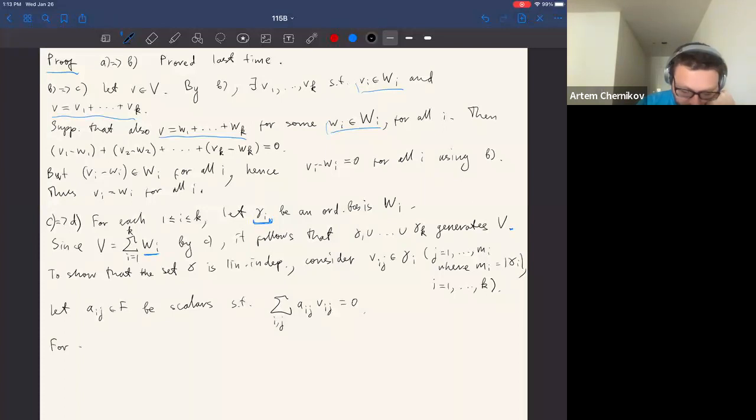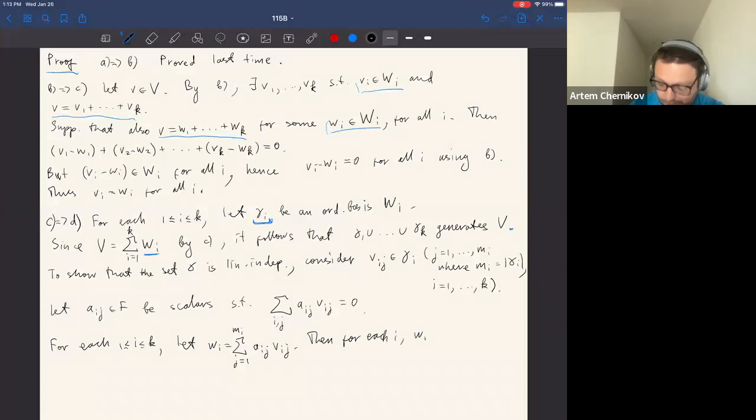But then for each i between 1 and k, we can collect, we can look at the part of the sum corresponding to the vectors in this subspace, okay? So we let wi be the sum, and now only over j from 1 to mi, of aij vij, okay? So this is wi. So note that then for each i, we have that wi belongs to the span of gamma i, right? Just because all the vectors here are from gamma i. So their linear combination belongs to the span. And remember that the span is exactly Wi, right? Because gamma i is a basis for Wi.